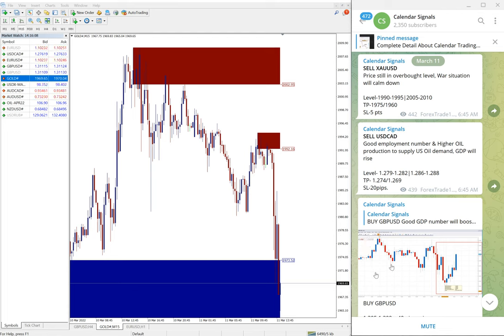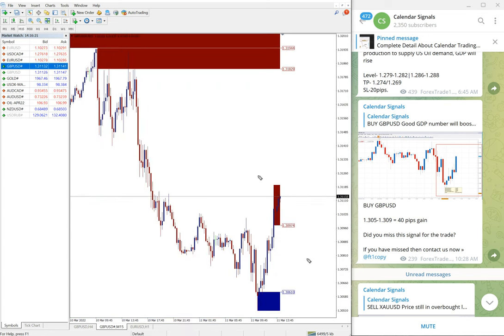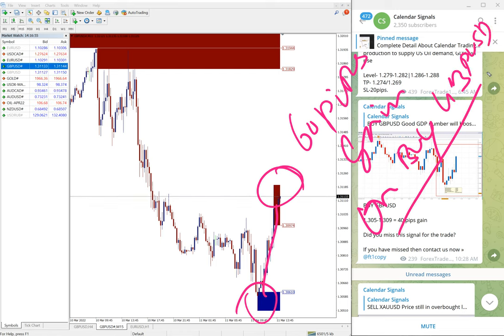Like the previous day, we made a very good profit on gold today as well. And the next performance is buy GBPUSD. Entry at 1.3050 and high traded at 1.31. So 60 pips gain on the GBPUSD buy signal, from here all the way till here. Again, good profit on GBPUSD as well.